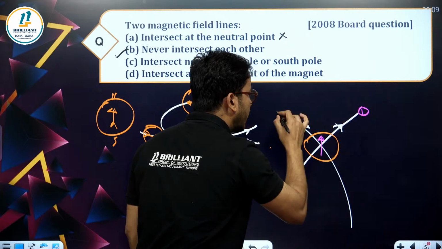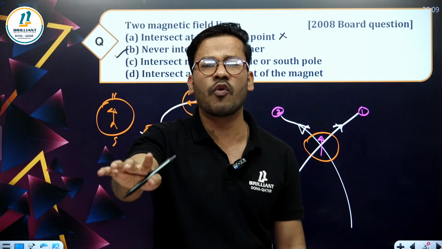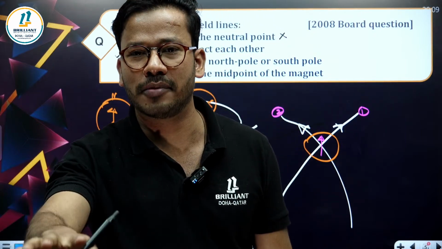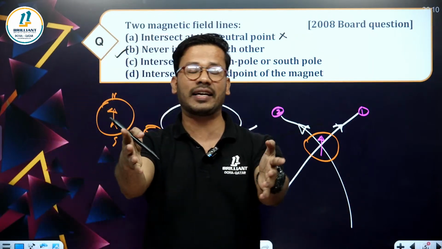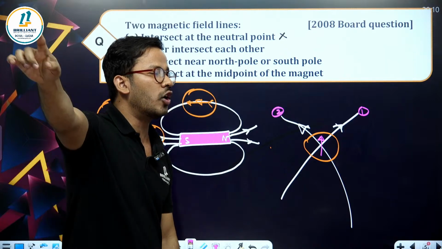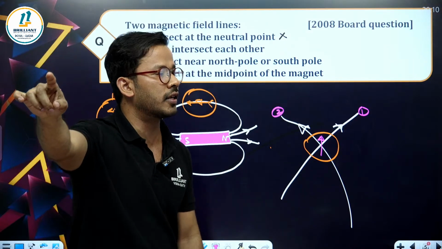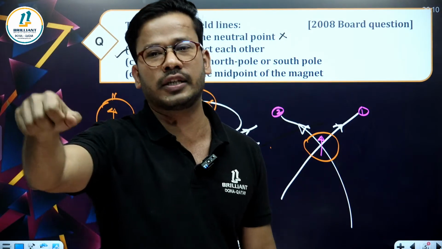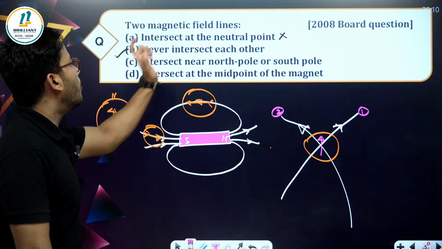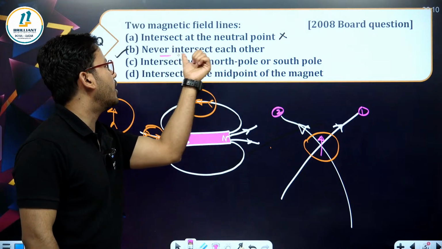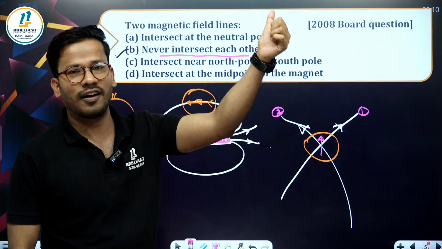Direction number one this side, direction number two this side, which will never ever happen. All right. So you guys got me that clear that no two field lines will intersect with each other. If they do, at the point of intersection, it's going to show two directions at once, which is not possible. Here I go: two magnetic field lines never intersect with each other.